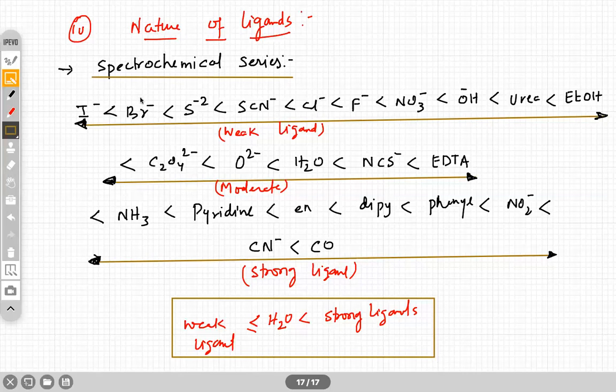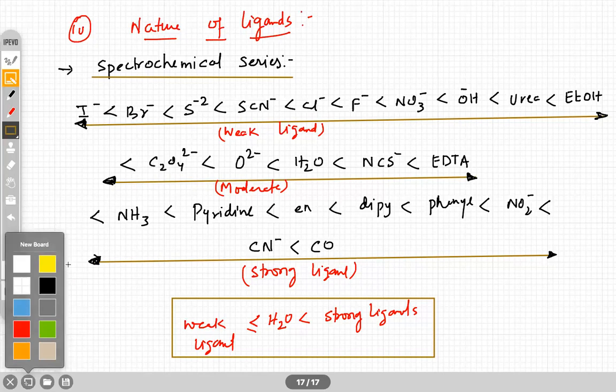So this is the spectrochemical series and the nature of the ligand, weak or strong. If two complexes are given and the ligands are different, then depending upon the nature of the ligand, weak, strong, or moderate, you can easily compare the splitting in the complex.